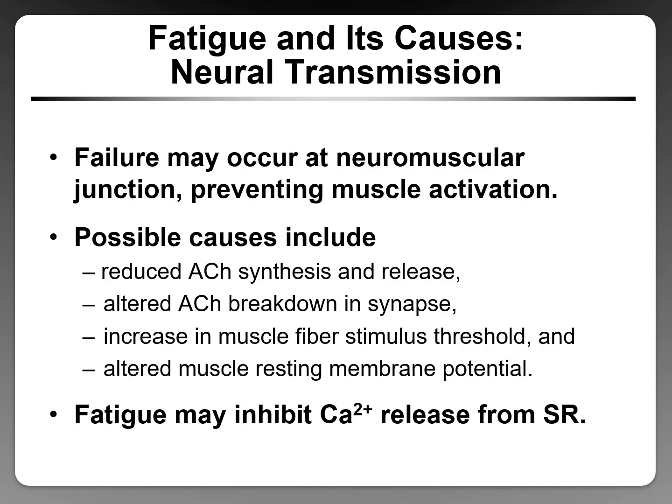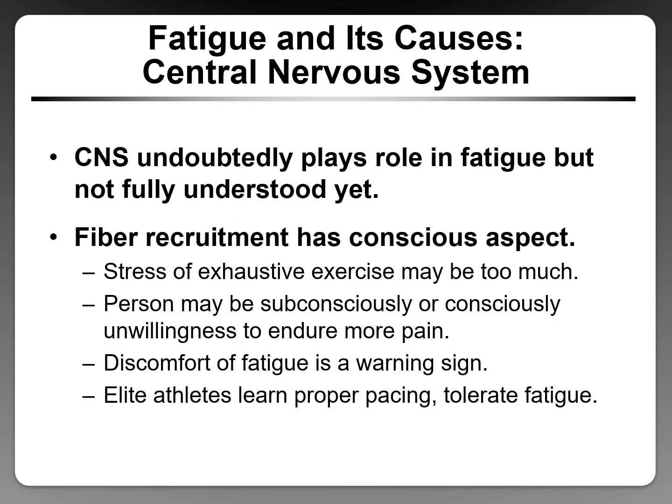The next cause of fatigue is neurotransmission fatigue. This is when we have a failure at the neuromuscular junction that prevents muscular activation. This could be reduced acetylcholine synthesis and release. It could be altered acetylcholine breakdown in the synapse. It could be an increase in muscle fiber stimulus threshold, or it could be altered muscle resting membrane potential. Additionally, fatigue may inhibit calcium ion release from the sarcoplasmic reticulum. So there's a lot of different things that could be going on the neural side.